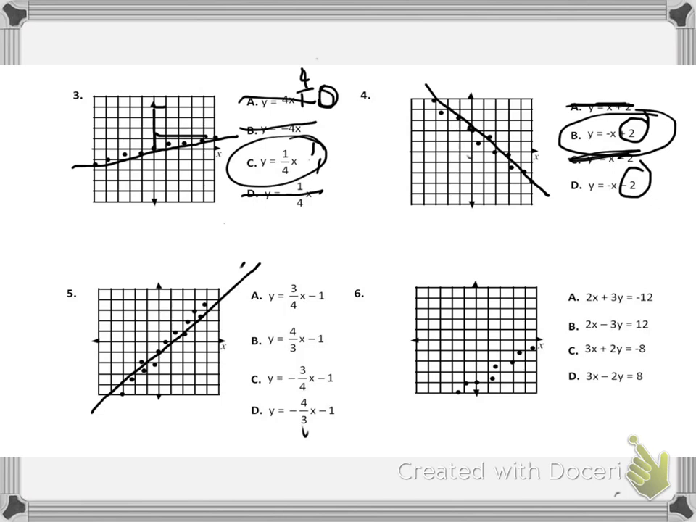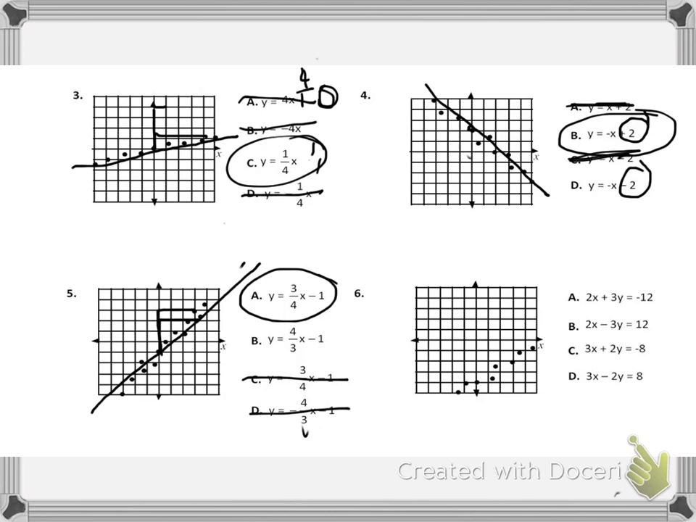Okay, so as you can see, the slope is positive, so I'm going to get rid of C and D. The y-intercepts are the same, so I can't use those. So I'm going to start at my y-intercept of negative 1. I'm going to go up 3 to the right 4, or I can go up 4 to the right 3. Well, up 3 to the right 4 hits that line a little bit better.